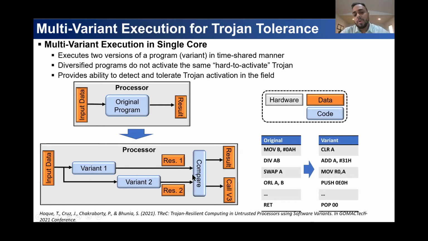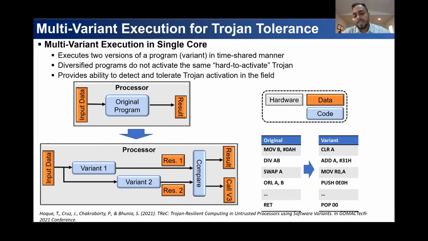Now, if there is no activation of a hardware Trojan in the field, then we can expect that these variants will generate the same output because they're functionally equivalent. And if they do not generate the same result, then we can assume that there must be something wrong. Maybe there was a Trojan activation and the Trojan has impacted one of the executions of the variants, right? So in this way, we can actually detect activation of certain hardware Trojans that are impacting your functionality. We are not really dealing with a leakage Trojan.